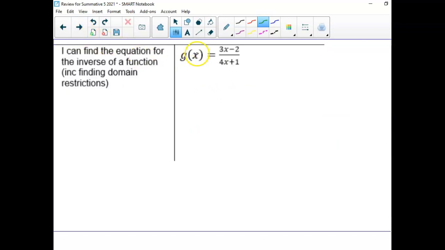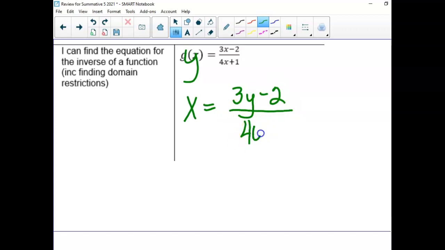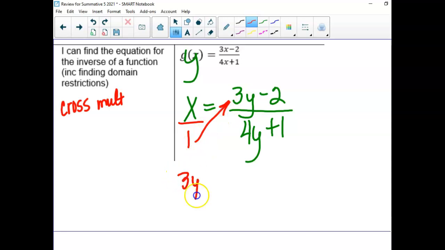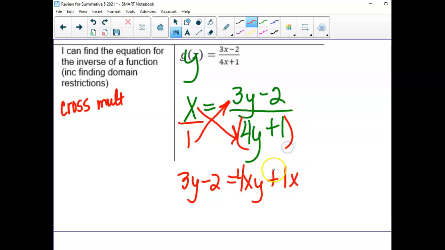Okay. We have to switch this. It is currently a y, we make it an x. Then this is 3y minus 2 over 4y plus 1. What are the rules? Cross multiply. Who would like to tell me which way to go for that one? You want to go this way first? So 3y minus 2 equals... Okay, you want me to do it all at once? 4xy plus 1x. Everybody okay? You remember to distribute that?